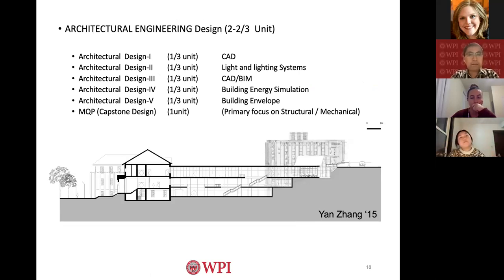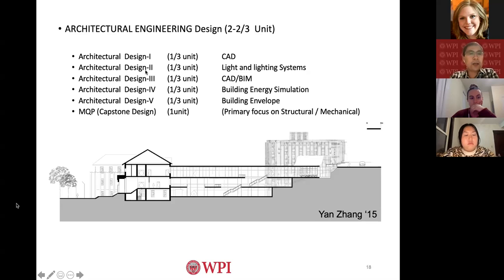I want to emphasize the design studios, because a lot of our students have a passion for architecture as well. They want to be engineers, but some also want to be architects at some point, or want to have experience in both disciplines. It's sort of like engineering meets arts. So there are 5 studios plus the MQP. I'll talk about the MQP shortly.